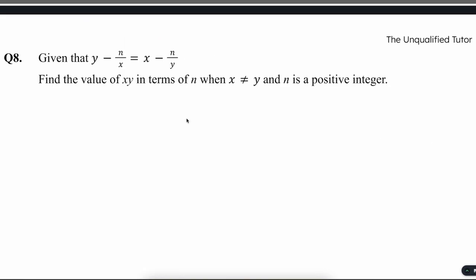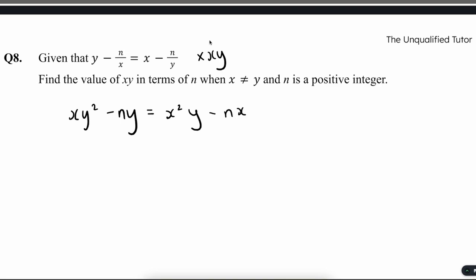Okay, so next question. Given that y minus n over x equals x minus n over y, find the value of xy in terms of n when x is not equal to y and n is a positive integer. Okay, so we need to find xy. So first of all, I'm going to multiply the whole thing by xy just to get rid of the denominators here. So xy squared minus ny equals x squared y minus nx.